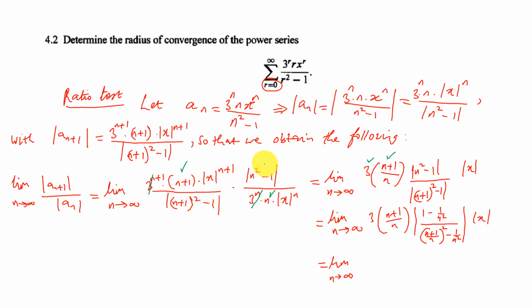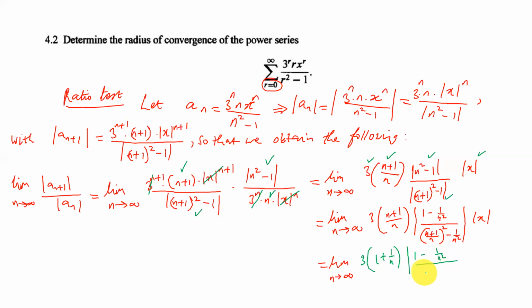Now we have the modulus of the n squared minus 1, which we divide by the modulus of this one. The x to the power n modulus is going to cancel, leaving us with only the modulus of x to the power 1. We continue with the simplifications. I just divided at this point by n squared for the numerator and denominator. So here is 1 plus 1 over n, then you have 1 minus 1 over n squared.